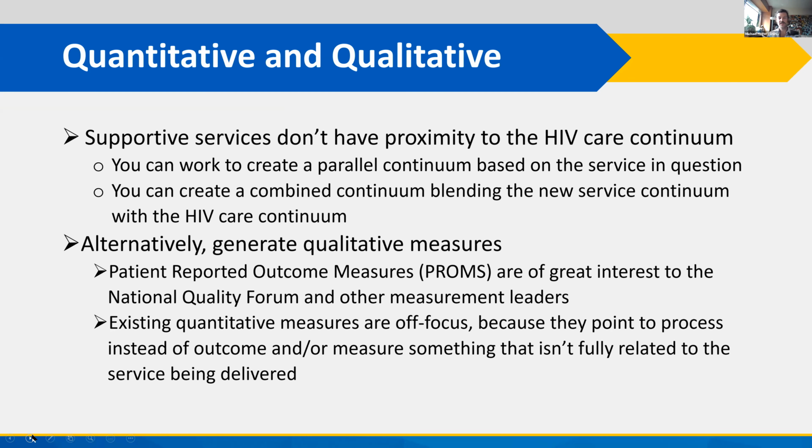So we should not focus on process measures. We should focus on outcome measures. We want to focus on outcome measures that are relevant to the services that we're providing, which is why sometimes quantitative doesn't work as well. Quantitative is how many bus passes did you hand out? I don't care about that, frankly, as a person living with HIV. I, as a person living with HIV, care about how that bus pass made a difference in someone's life. The taxi voucher, how did that make a difference in someone's life?